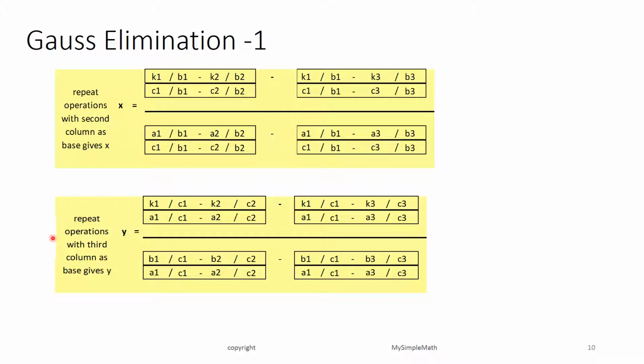Similarly, you can repeat the operations with the third column as base, normalized by the third column to start with, and that linear transformation will give you the values of Y like this.